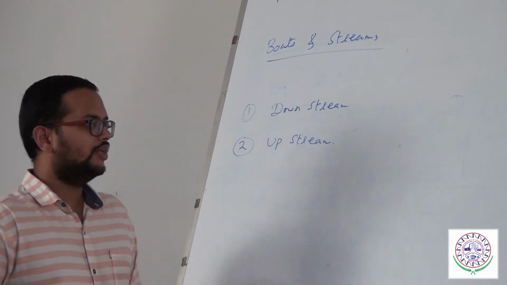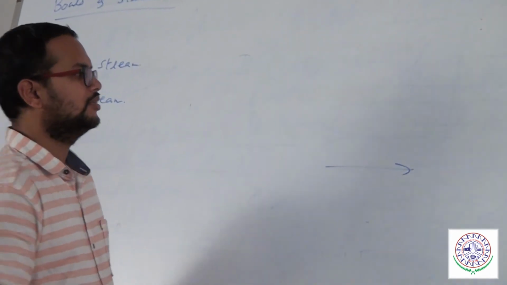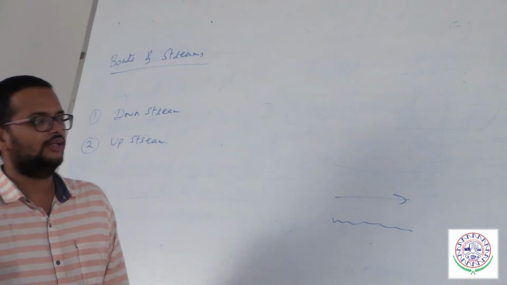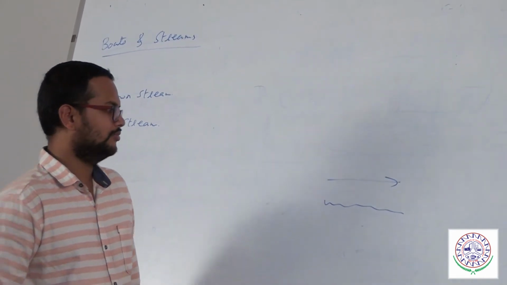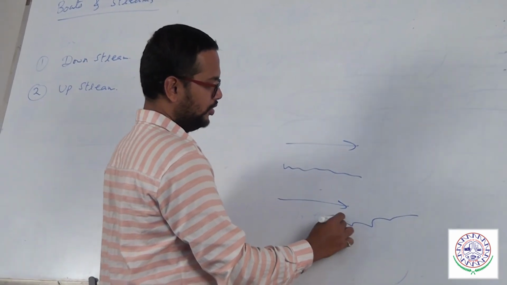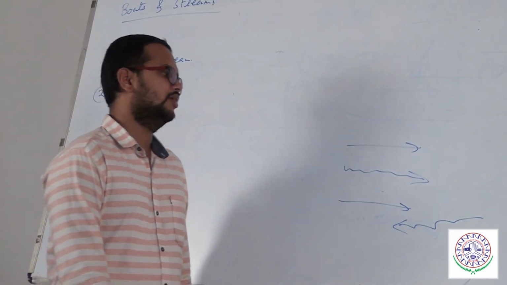When you are rowing a boat and the water is also flowing in the same direction, it is called downstream. And when you are rowing a boat and the water is flowing in the opposite direction, it is called upstream.